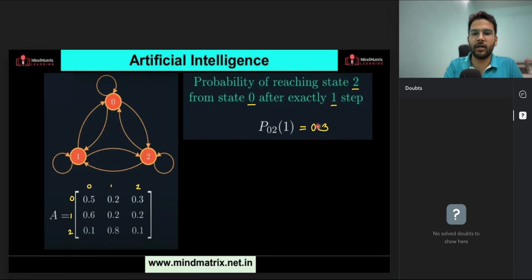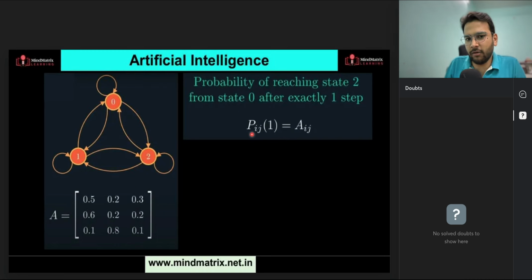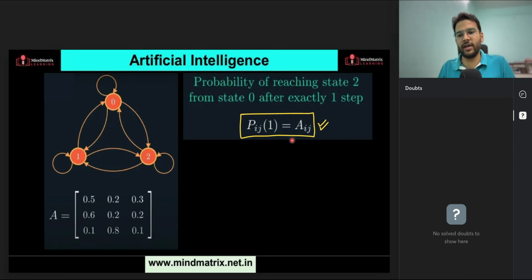Let's make it more complicated. So you can simply say that P of ij after exactly one step, the probability of moving from state I to state j after exactly one step, can I say this is equal to A of ij? This is what we have seen, right? Yes. Now carefully see this.